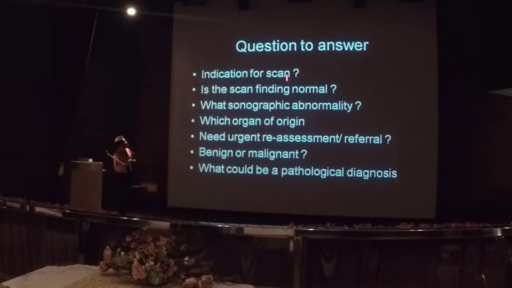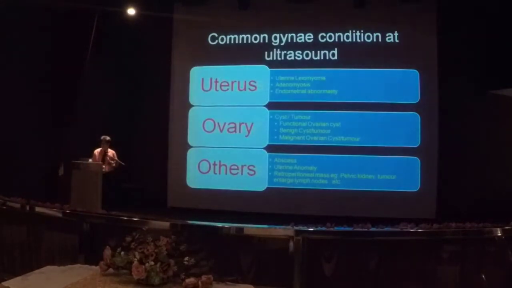So number one, when we go for a scan, we look at what the indication is. That's the first thing we do. What is the indication for the scan? Because based on that indication, we have a differential diagnosis and a provisional diagnosis. What is our differential diagnosis? So then we perform a scan, then ask ourselves, are the scan findings normal? If abnormal, what is the sonographic abnormality? Then, which organ of origin? Does it need urgent reassessment or referral? So, whether it's benign or malignant, and at the end of the day, what could be the pathological diagnosis?